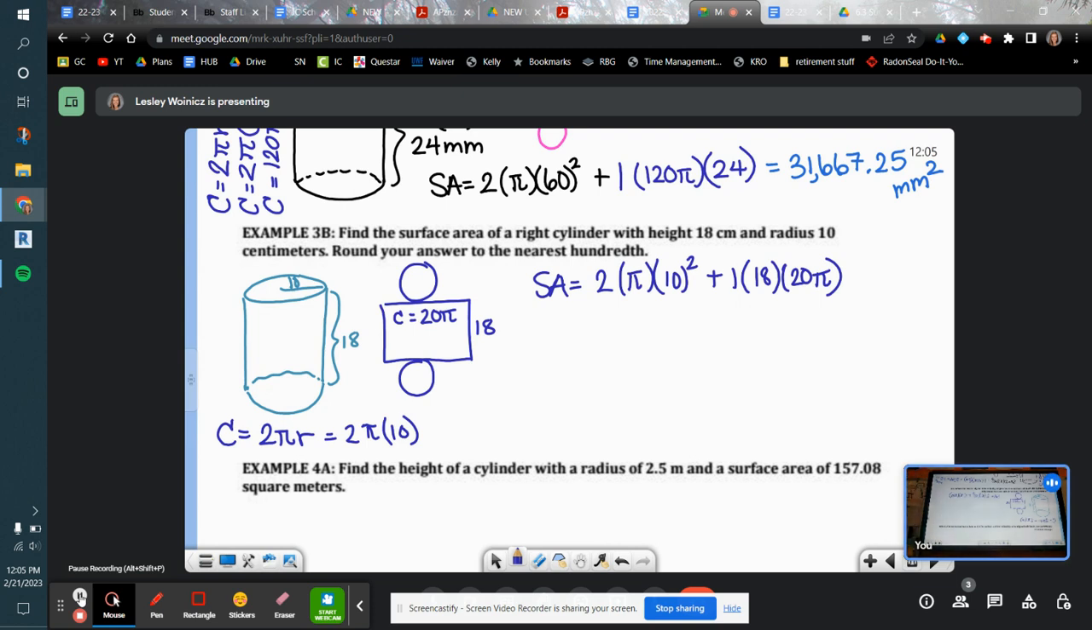Then we'll round to the nearest hundredth. You might be over in 2 seconds. 1759. Okay, I heard 1759. 1759.29. Thank you. That's centimeters squared.